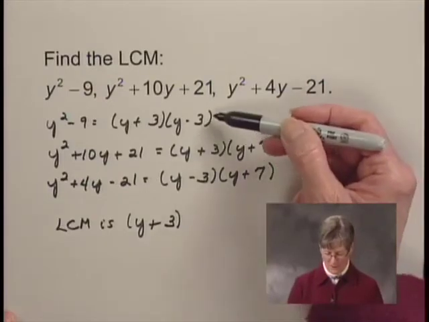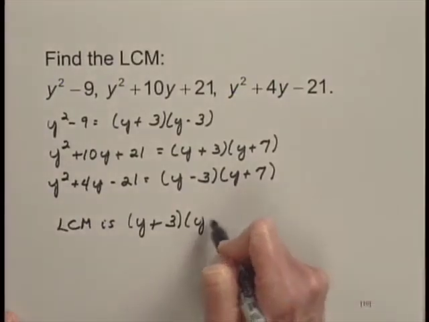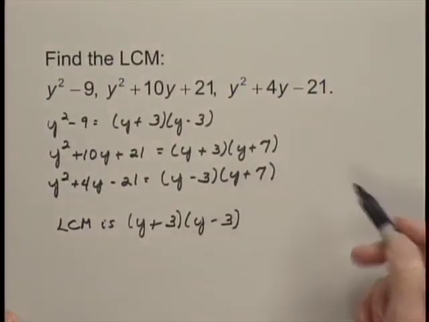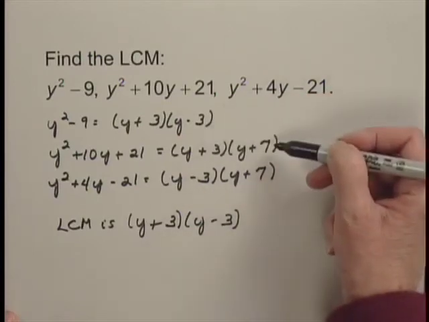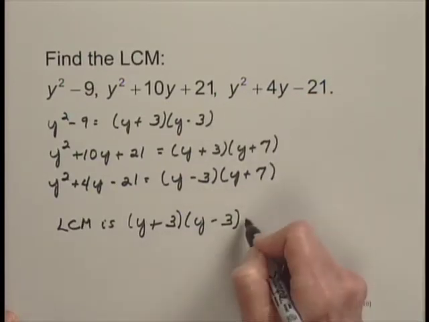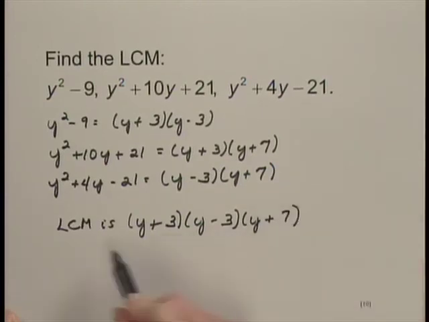Y minus 3 occurs once here, not at all here, and once here, so we'll have a factor of y minus 3. And y plus 7 is the remaining factor. It doesn't occur here. It occurs one time here and one time here. So it will be in the least common multiple one time. So the least common multiple is y plus 3 times y minus 3 times y plus 7.